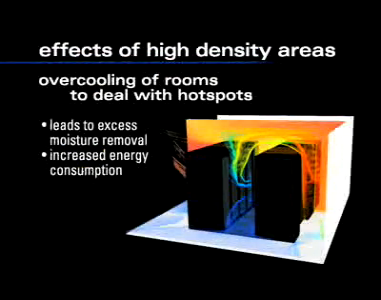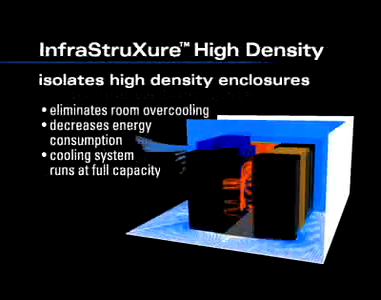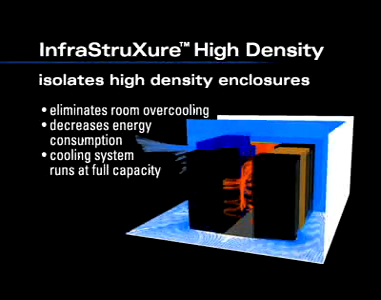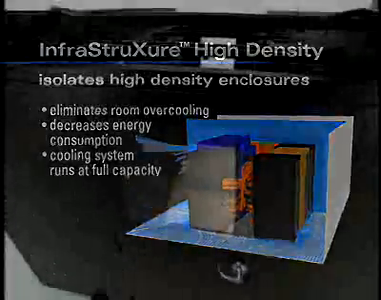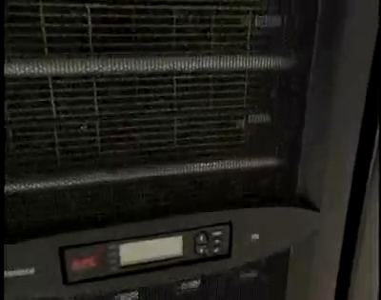Overcooling the room is a common way to deal with hotspots caused by high-density rack clusters. Not only does this lead to excess moisture removal and increased energy consumption, it does not adequately address the problem. By isolating high-density enclosures in the data center using the hot aisle containment system, the room can be environmentally controlled separately without overcooling. This decreases the amount of energy the system uses and allows the cooling system to be run at its full capacity. The hot aisle containment system is also designed for non-high-density areas, such as converted spaces that are not adequate for data center installations.